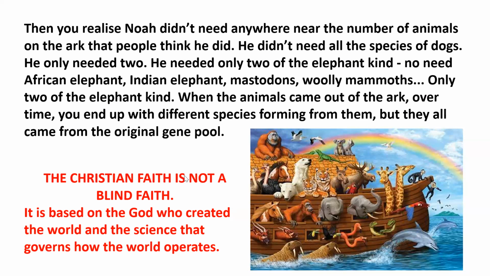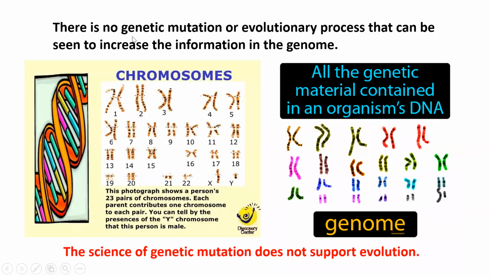The Christian faith is not a blind faith. It is based on the God who created the world, as well as the science that governs how the world operates. Okay, so on the Ark of Noah, you only need 2 of each kind. You don't need two of each species. Kind, not species. So there is no genetic mutation or evolution if you talk about mutation. Okay, so we are clear on genes, right?